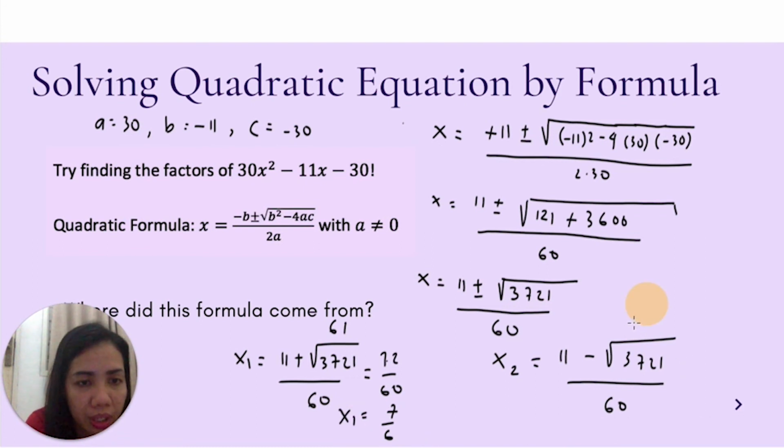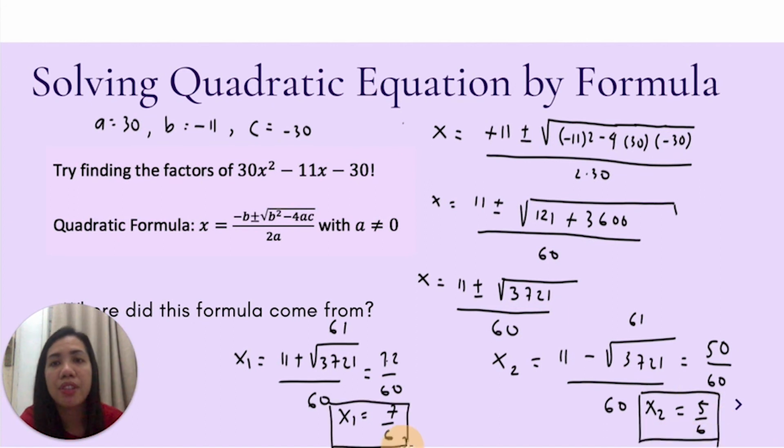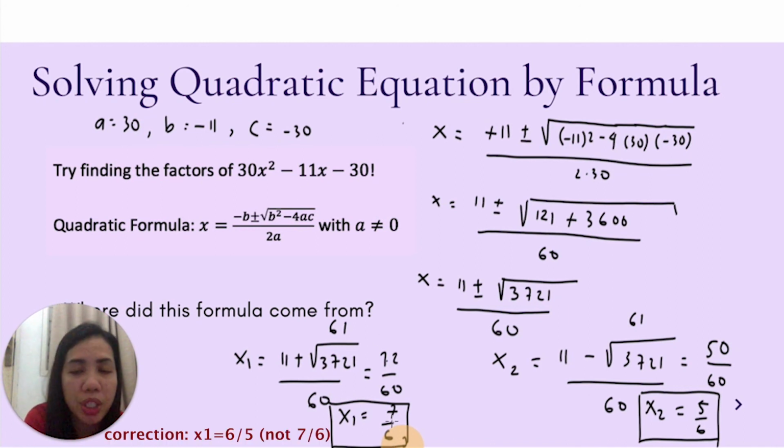And for this, don't forget this is 61. So 11 minus 61 is minus 50 here, and then over 60. And then here I'll have minus 5 over 6. So this is x2. So now we have solved this quadratic equation. We have got the solutions of this quadratic equation, which are 7 over 6 and minus 5 over 6.